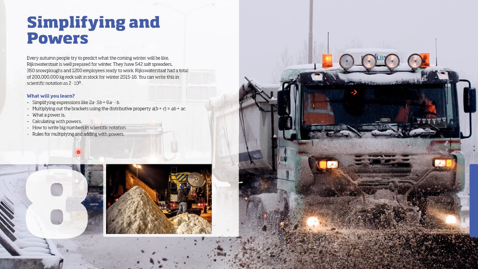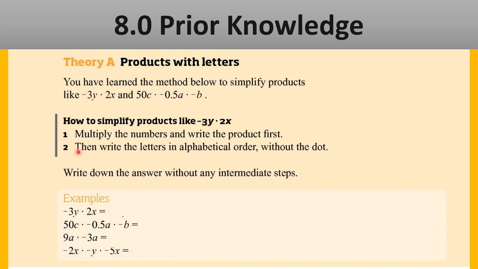Okay? This video will take a look at the prior knowledge, which were all rules we already introduced in chapter 6. So, for example, how could we simplify products with letters? They call it a step plan. How should you solve things like this? Minus 3y times 2x. They say multiply the numbers and write down the product first, and then write the letters in alphabetical order. Without a dot, right? Remember, mathematicians are lazy. If we don't have to write the dots down, we don't do that. And they say write down the answer without any intermediate step.